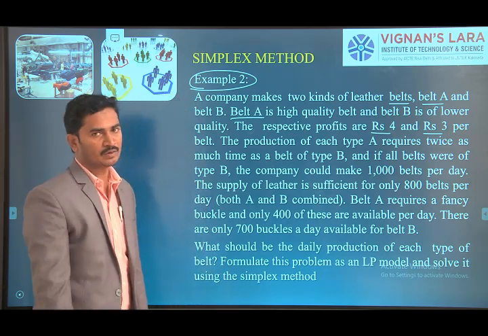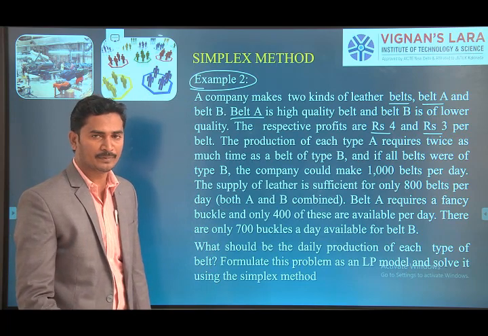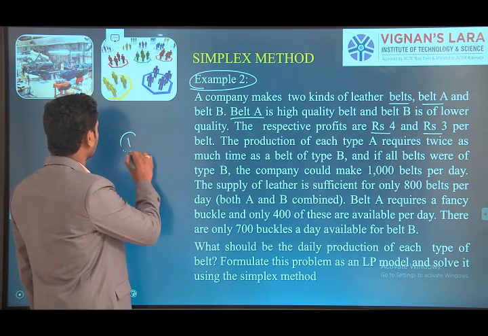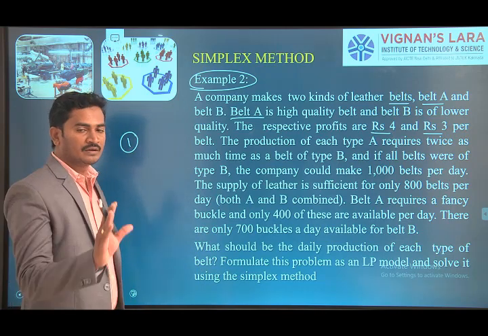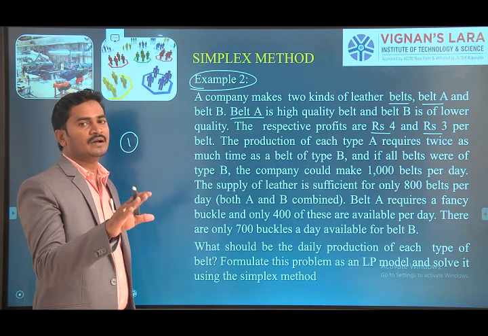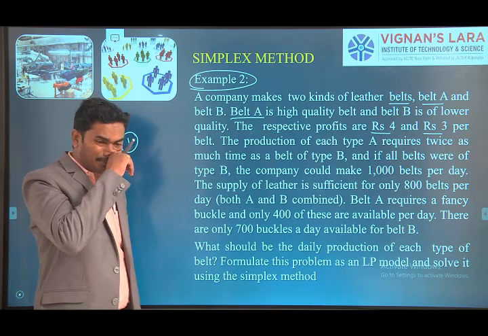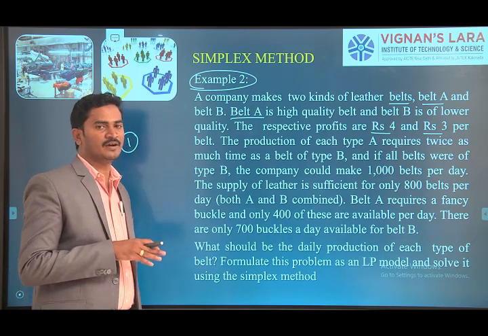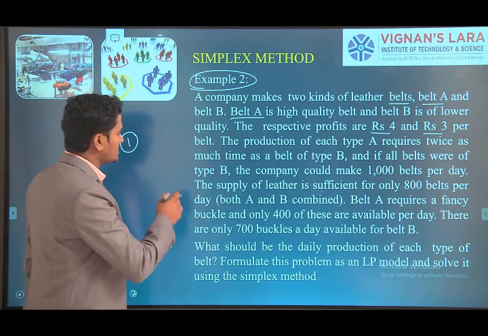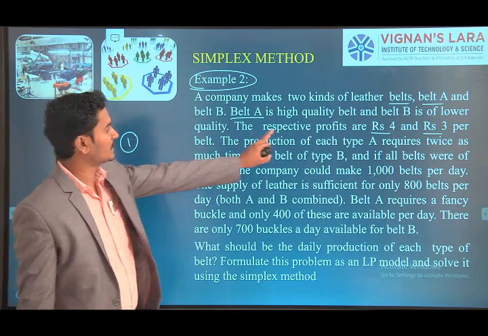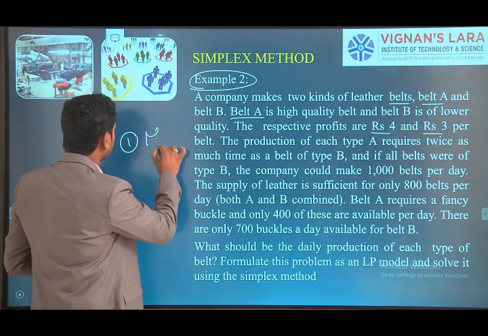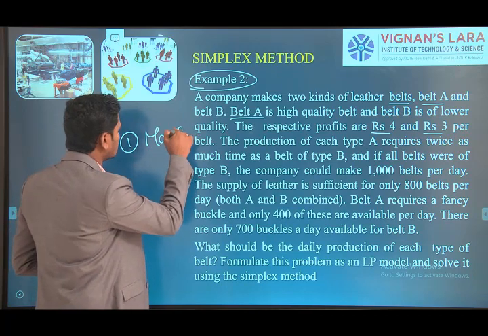What are the rules for converting the mathematical model into an LPP? Here we have some rules. Rule number one: we have to convert the mathematical model into an LPP by choosing an objective function. Whether the function is profit determines if the problem belongs to maximization. Here the respective profits are 4 and 3. That's why the given problem is a maximization type.